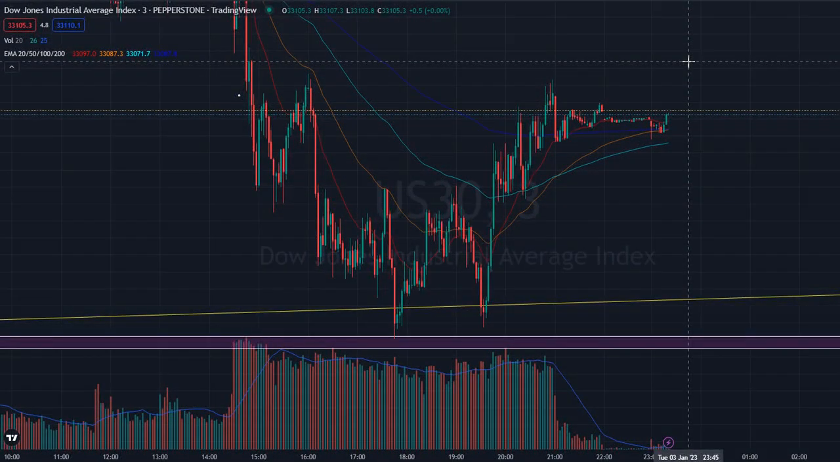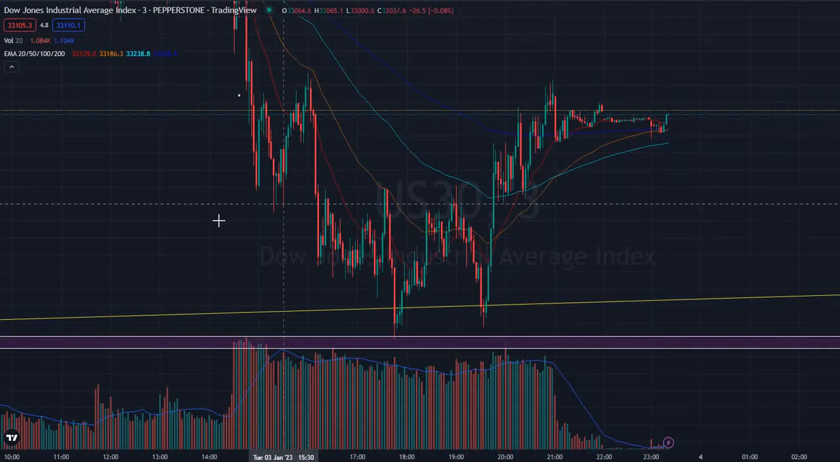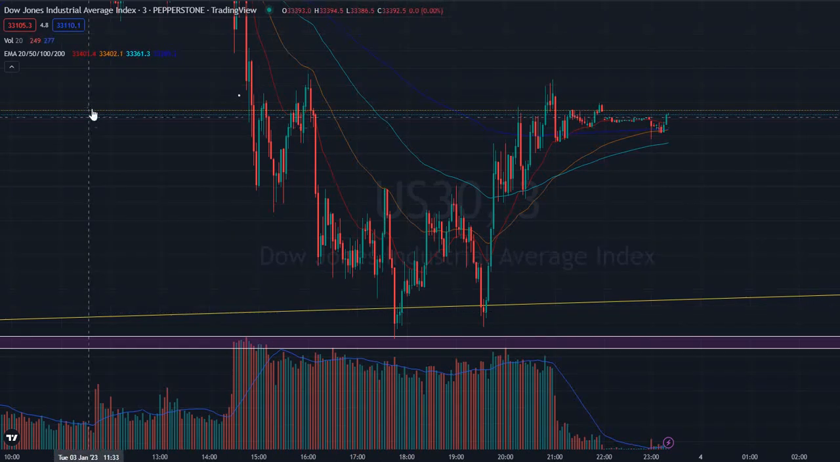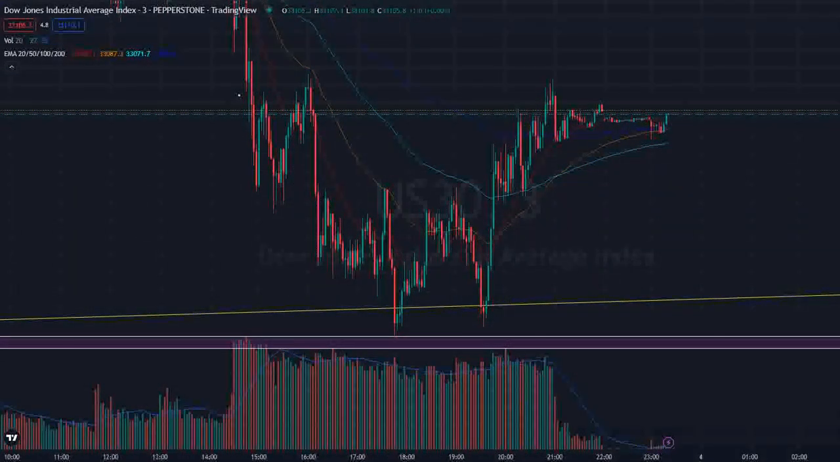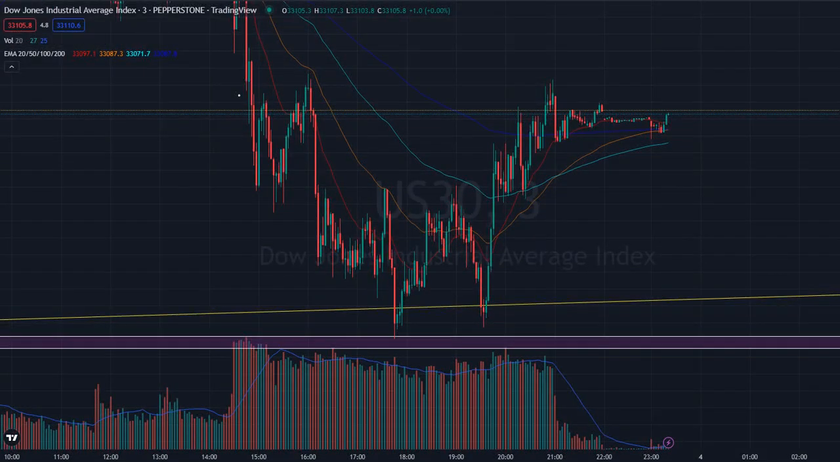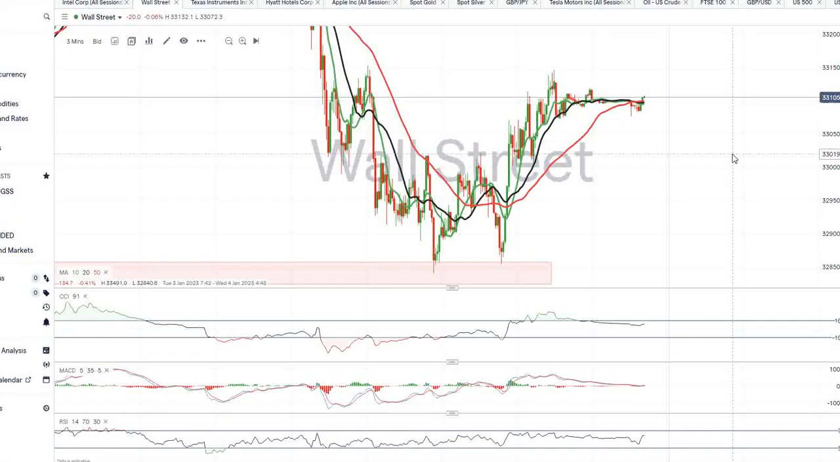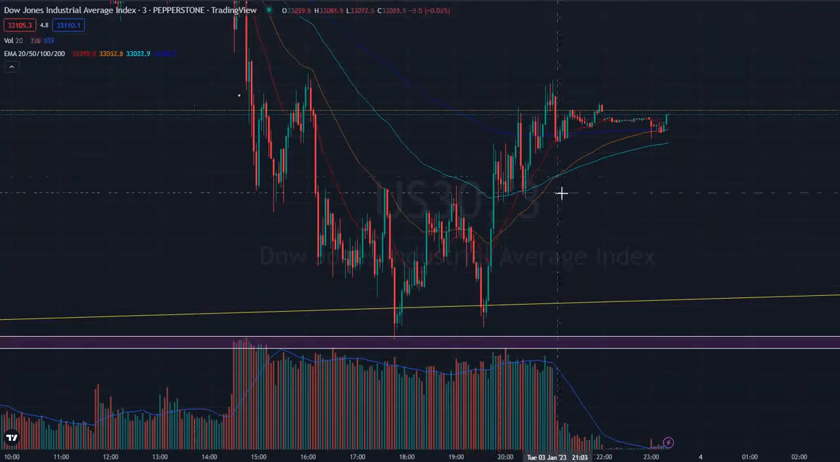Now, what we're currently looking at is the Dow Jones Industrial Average, also known as Wall Street. I have TradingView open here, and I'm going to be looking at some of the charts. I have the same chart open on the IG account as well, as you can see here. What you're looking at is some indicators as well as some EMAs.